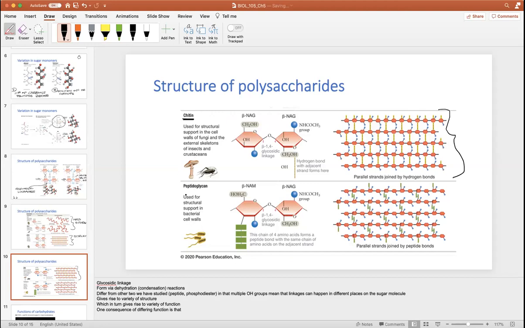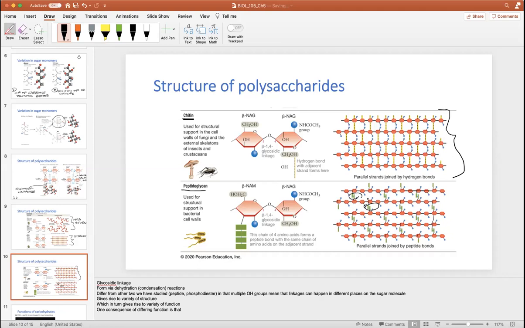And then the last one I wanted to show you is peptidoglycan. This is used for structural support in bacterial cell walls. You can see here that it's actually a mixture of both glucose molecules and some amino acids, so some very short chain protein type structures. So you have not just glycosidic linkages, but you also have some peptide bonds here. But in essence, you have a mesh-like structure. So that's going to be a very strong situation.